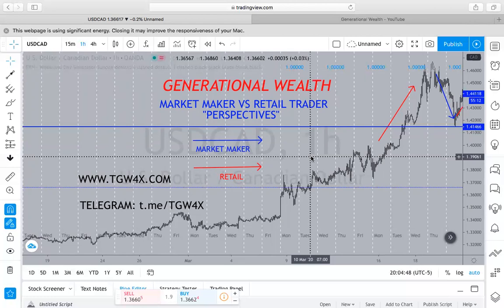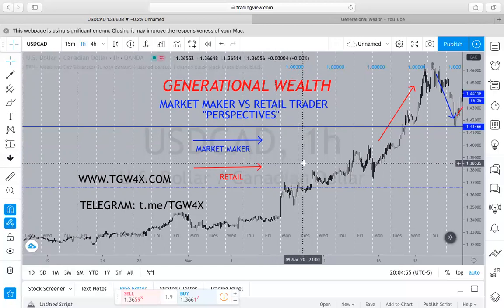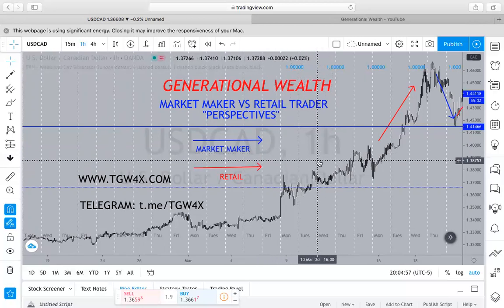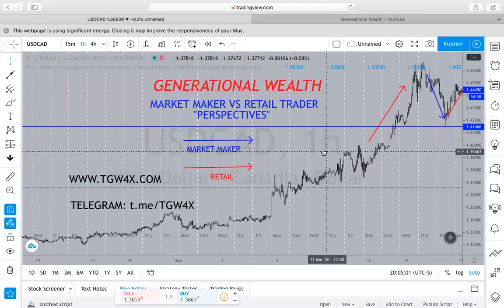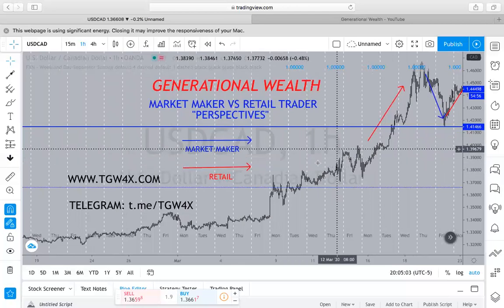Of course, we came from that. We all came from the retail trader aspect at a time, so we should know what not to do. We just have to remember to see the obvious and identify what the retail traders are doing when we're trading.